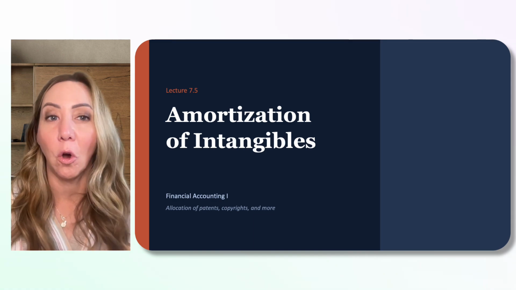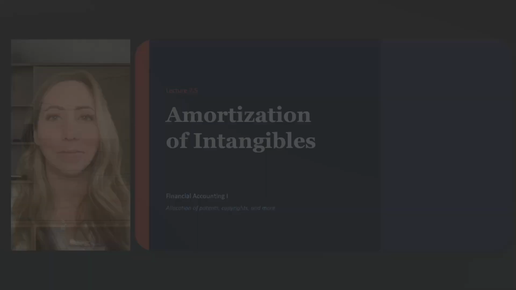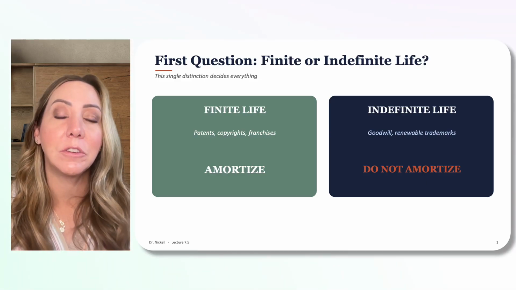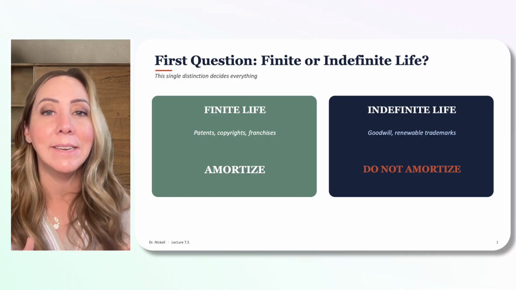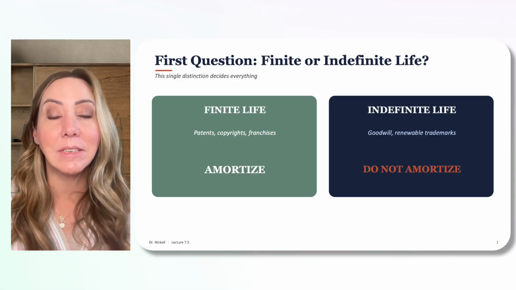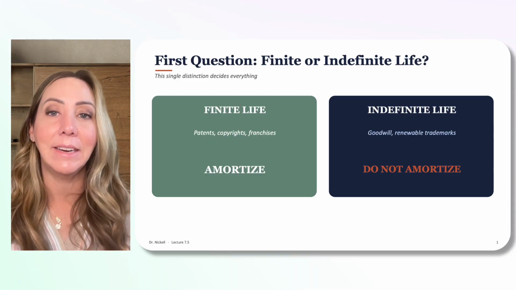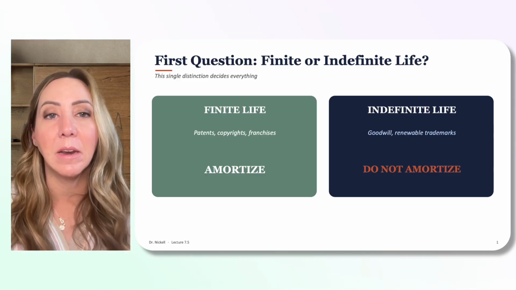Same core idea you already know, with a couple of important points that are unique to intangibles. With intangibles, before you compute anything, you have to ask one question that determines everything. Does this asset have a finite useful life or an indefinite one? This single distinction decides whether we amortize at all. A patent has a finite life. It legally expires.